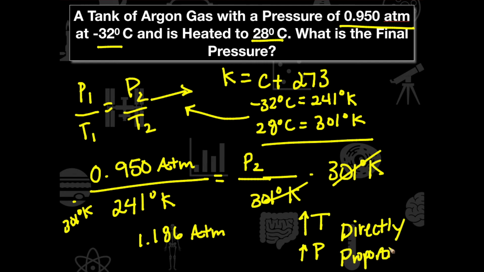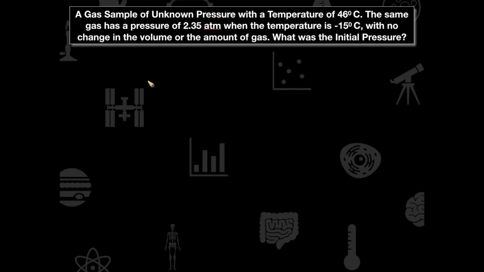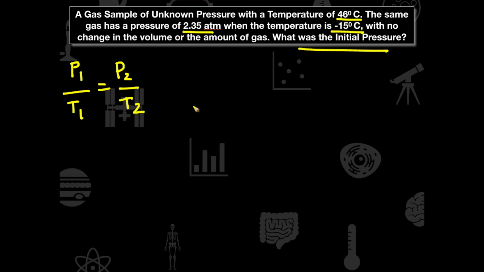So in this case, yes, this makes sense. We have a gas with an unknown pressure at a temperature of 46 degrees Celsius. The same gas has a pressure of 2.35 atmospheres when the temperature drops to negative 15 degrees Celsius. We're trying to figure out what the initial pressure is in this problem. P1 over T1 is equal to P2 over T2. Now we're solving for P1 this time.